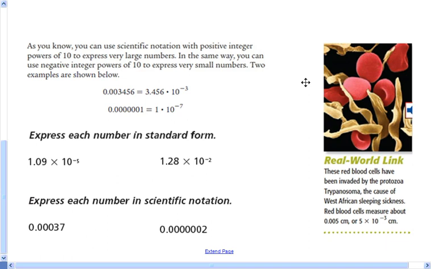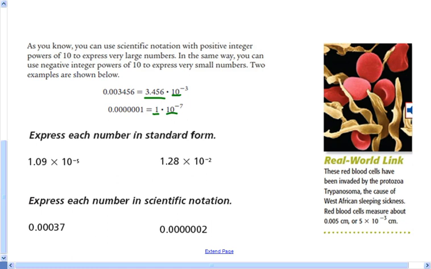We're going to concentrate on scientific notation of really small numbers. As you know, you can use scientific notation with positive integer powers of 10 to express very large numbers in the same way you can use negative powers of 10 to express really small numbers. Here's a couple examples. Notice this number is greater than or equal to 1 but less than 10, so it's this one. Notice we also have a power of 10.